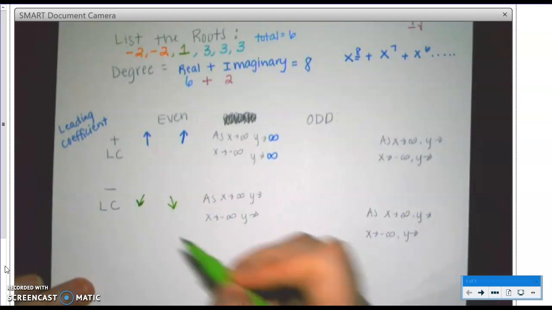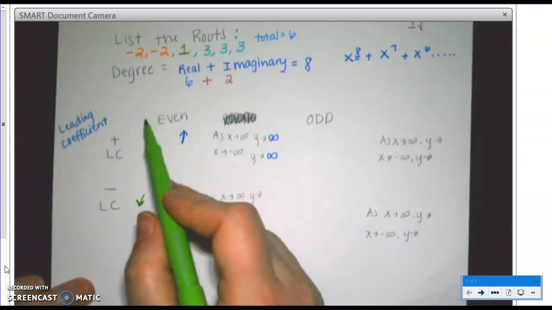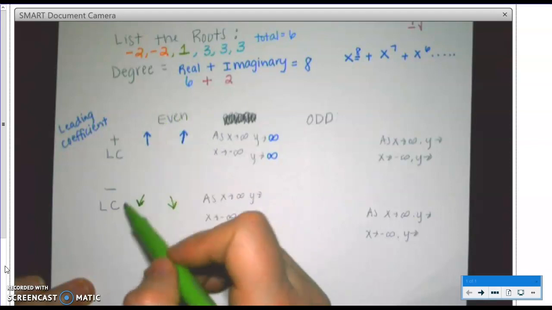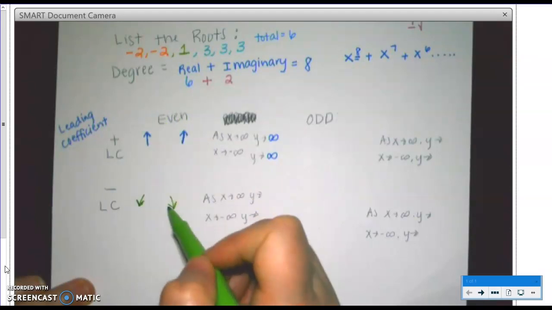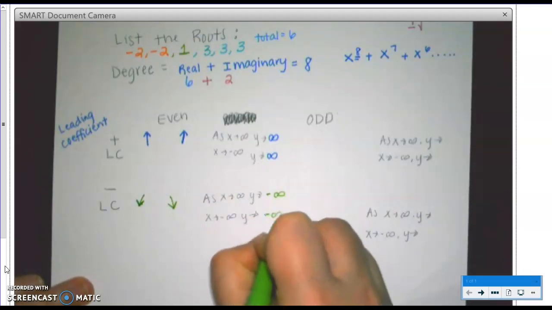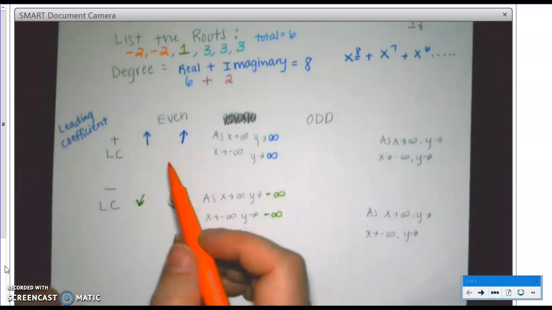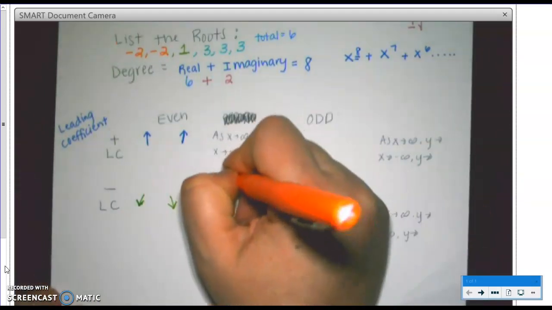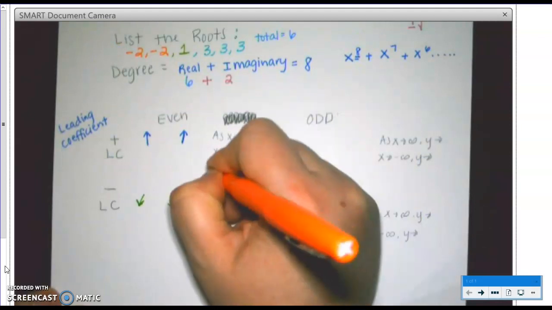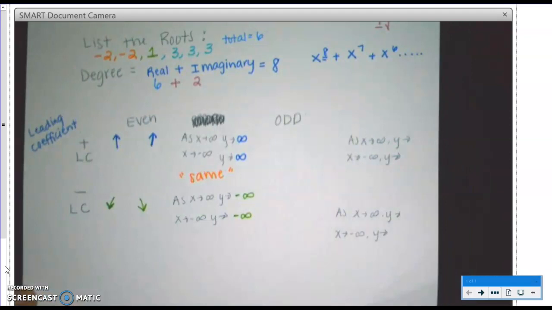But if the arrows are both pointing down, I know that polynomial has an even degree, and if it's pointing down, then the leading coefficient was negative. So both of the arrows are pointing down. So you can tell that a graph will have an even degree if the end behaviors are the same. Both arrows are pointing the same direction.